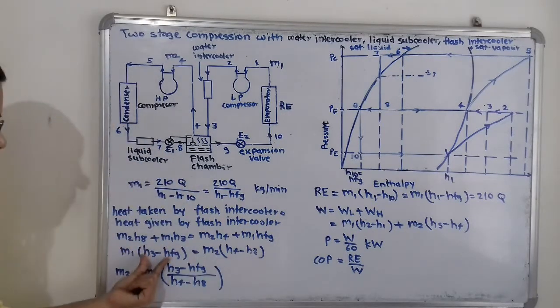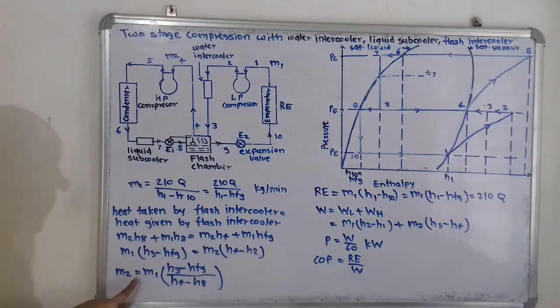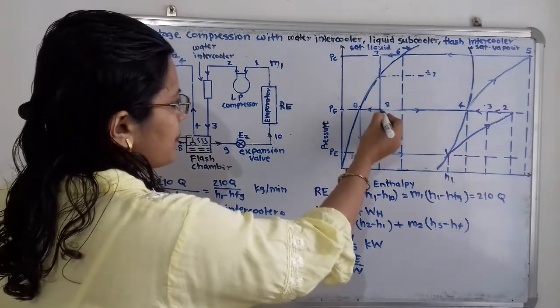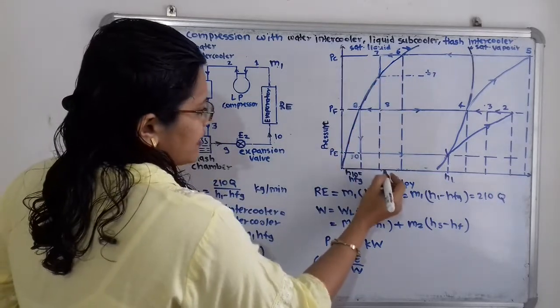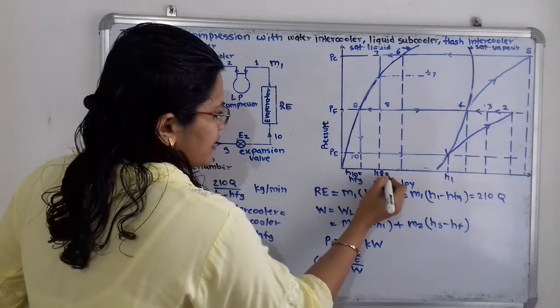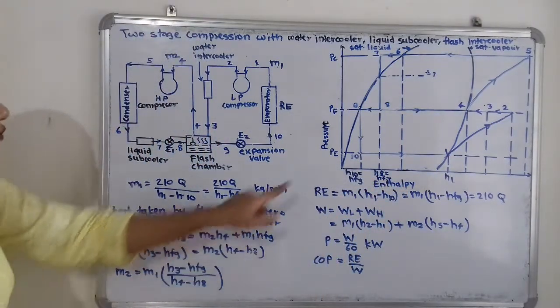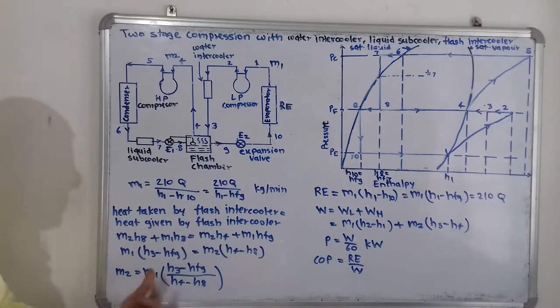So again we will simplify this. We will take M1 and M2 as common. Therefore M2 is equal to M1 into (H3 minus HF9) divided by (H4 minus H8). Now if we observe here, the enthalpy at point 8 is equal to HF7. So we can write H8 is equal to HF7. So instead of H8 we can use HF7 in the formula.